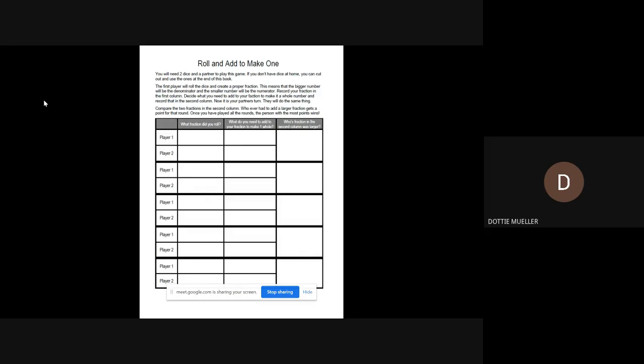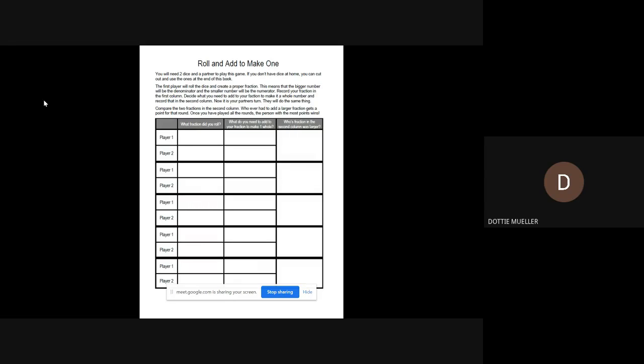play this game. If you don't have a dice at home, you can cut the dice out that are at the end of your book. The first player will roll the dice and create a proper fraction. This means that the bigger number will be the denominator and go on the bottom. The smaller number is the numerator on top.